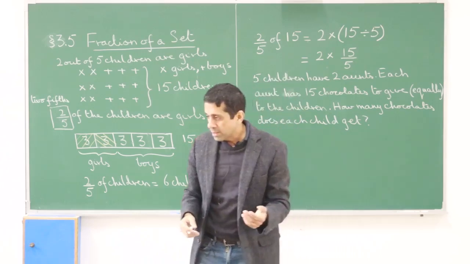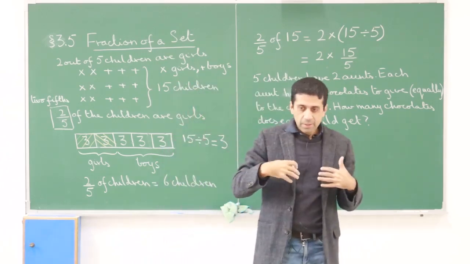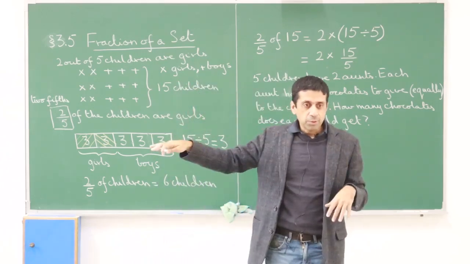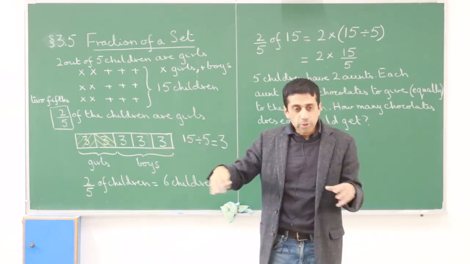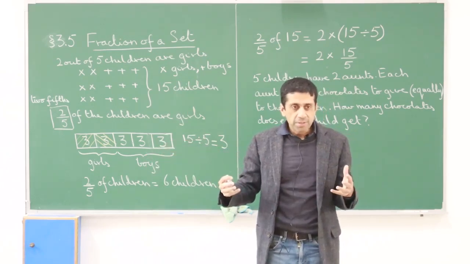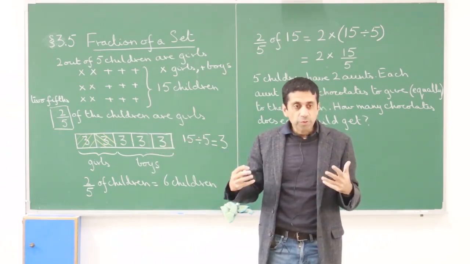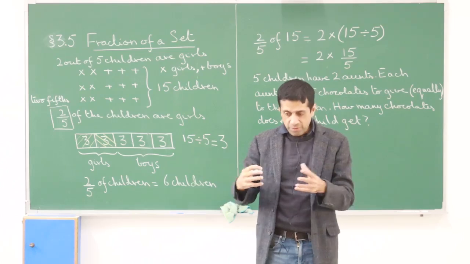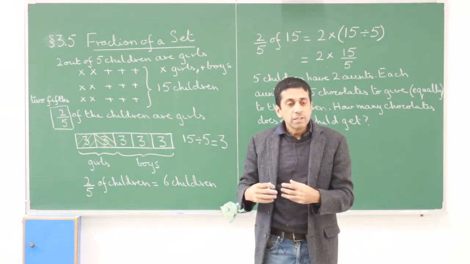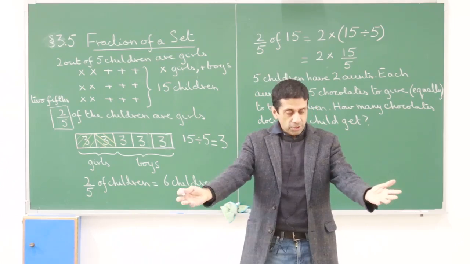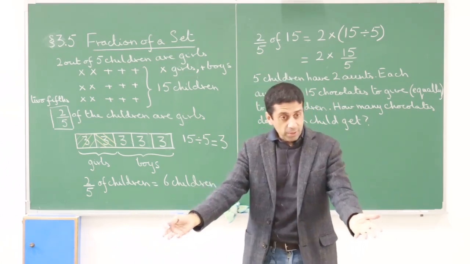The second way to do it is, here's one aunt, here's another aunt. Aunt number 1, aunt number 2, standing in front of you. They pool their chocolates. How many chocolates? 30, yes, it is 2 15s. Once they've pooled the 30 chocolates, they equally distribute them to each child. That's another way to think about it. Anything wrong with that? No.